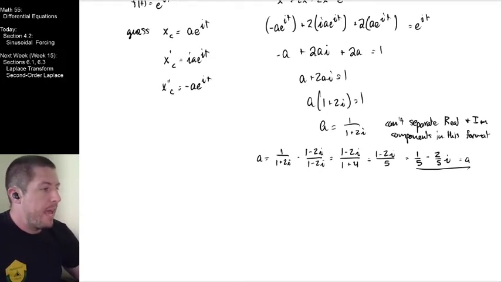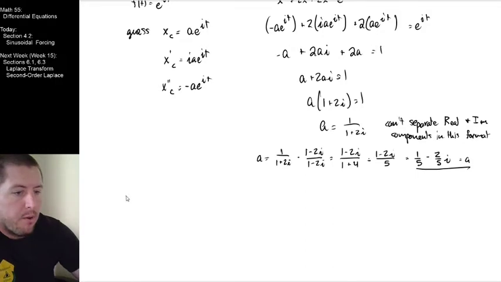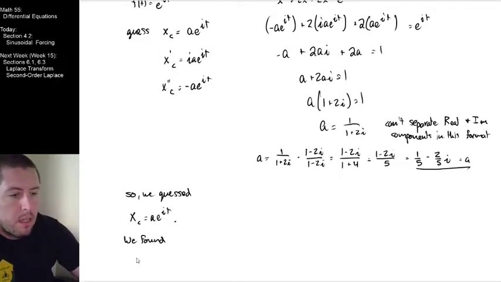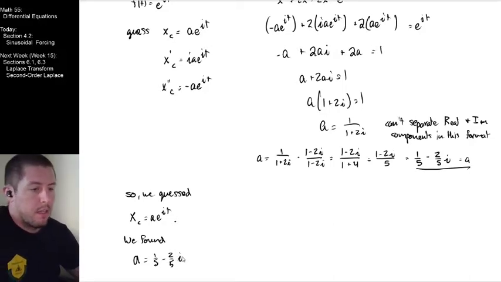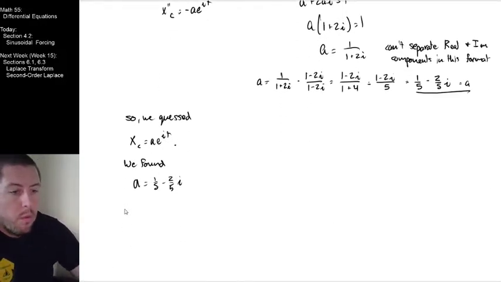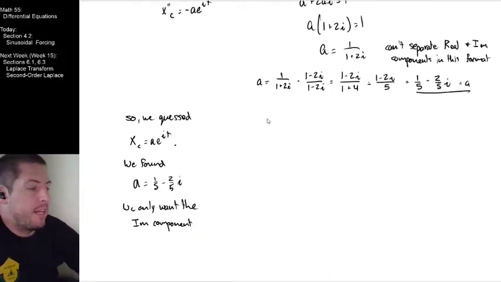So now that we've found a, let's kind of say what we did. So we guessed x sub c equals a e to the it. We found a equals 1/5 minus 2/5 i. We only want the complex component, or the imaginary component. So let's go ahead and do this stuff here.